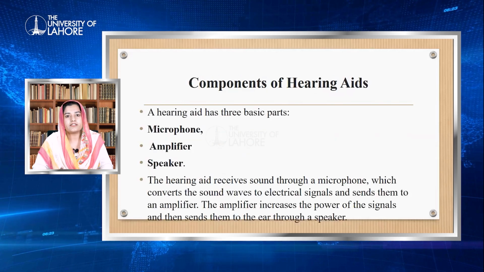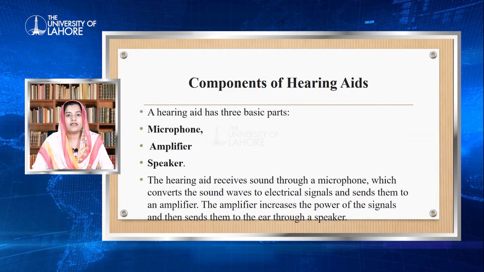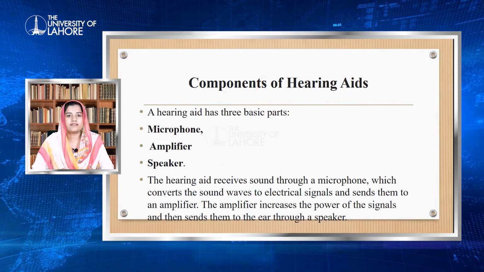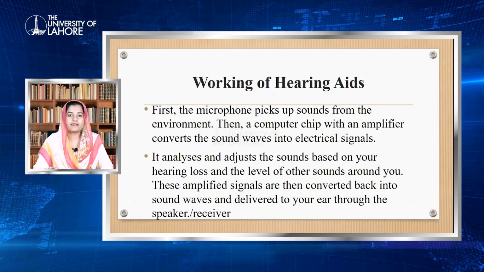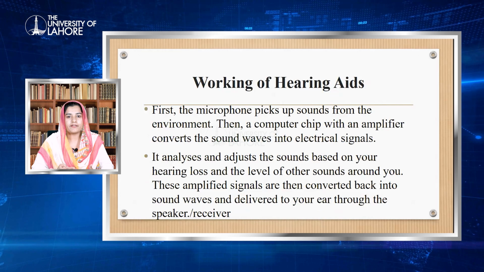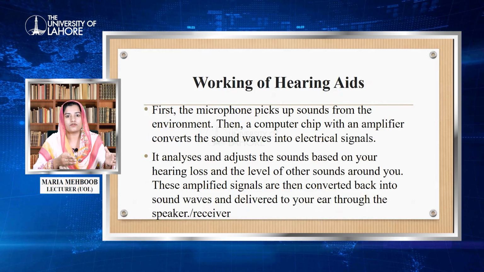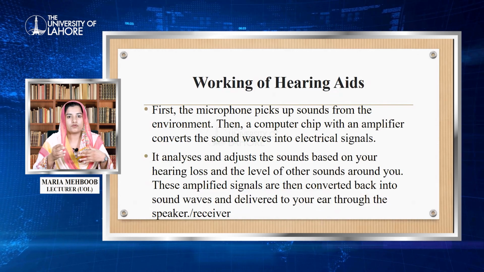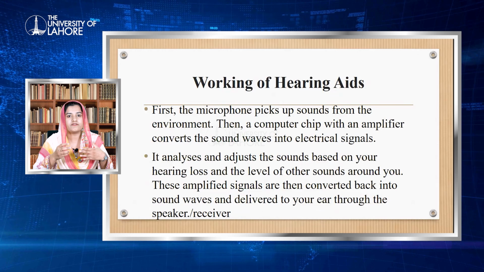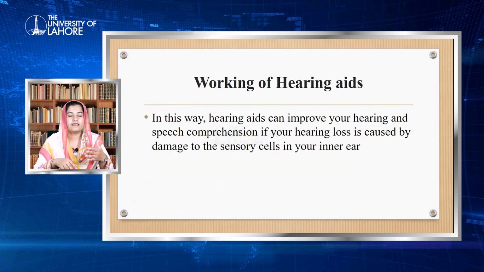Then what are the components of hearing aids? The basic components of hearing aids are three: microphone, amplifier, and receiver. How they work: the microphone picks up the sound, then amplifies that sound, and then the receiver converts it back from the electrical signal to the acoustic signal. Through an ear mold, a patient can receive the signal in the ear canal. This is the working of a hearing aid.